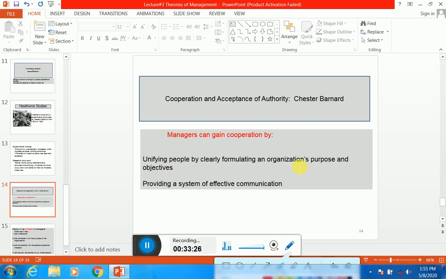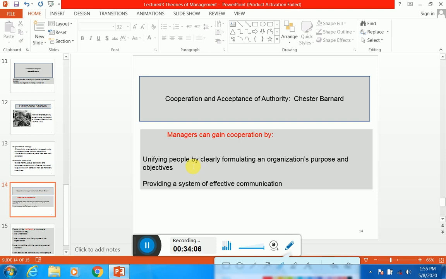The first objective of this theory of Chester is that whatever objectives the organization wants to identify, these objectives must be clear to the employees. What the organization wants to achieve should be declared and made clear to people, so they know why and in which direction they have to put their efforts. That is the first point. Second, providing a system of effective communication.